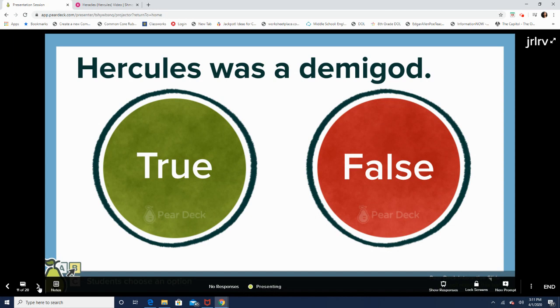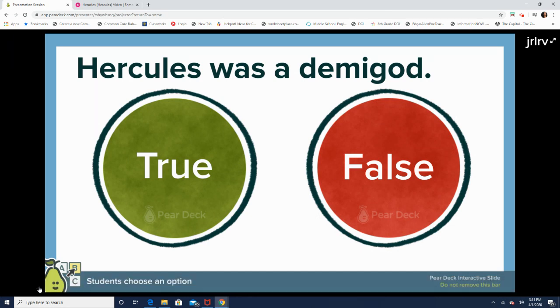This is another interactive PowerPoint that we have. It says, was Hercules a demigod? And of course, we talk about a demigod not before, but after we talk about what a demigod is. Half man, half god, and of course, with Zeus being the father of Hercules and Alcmene being his mother, then we know that he was a demigod.